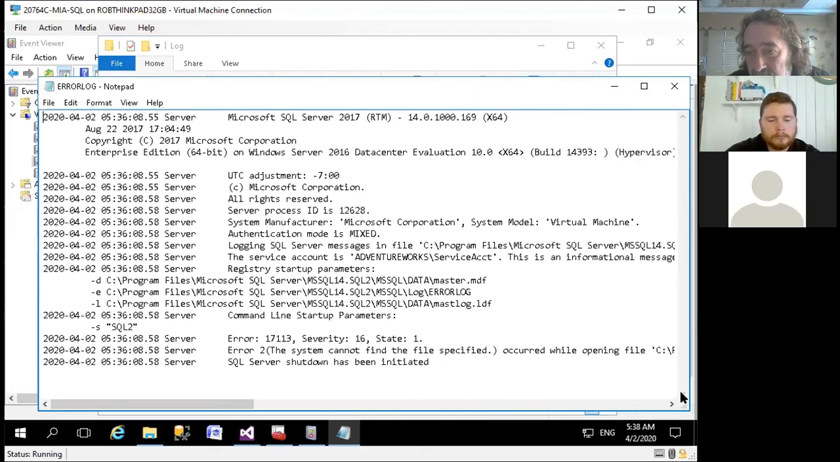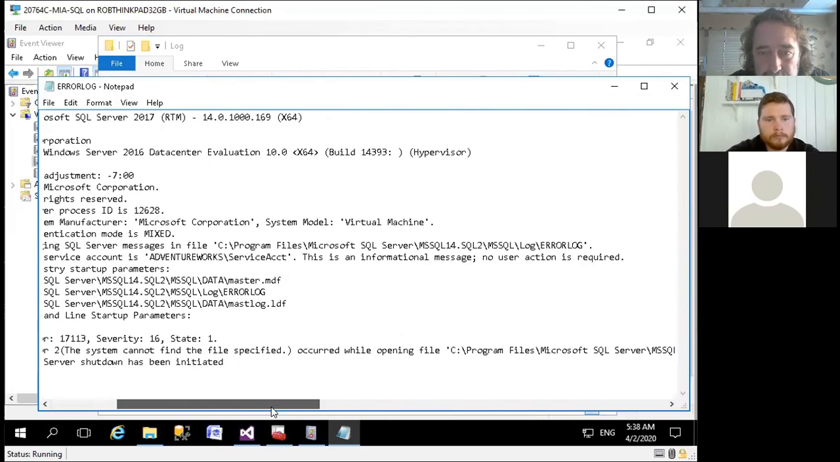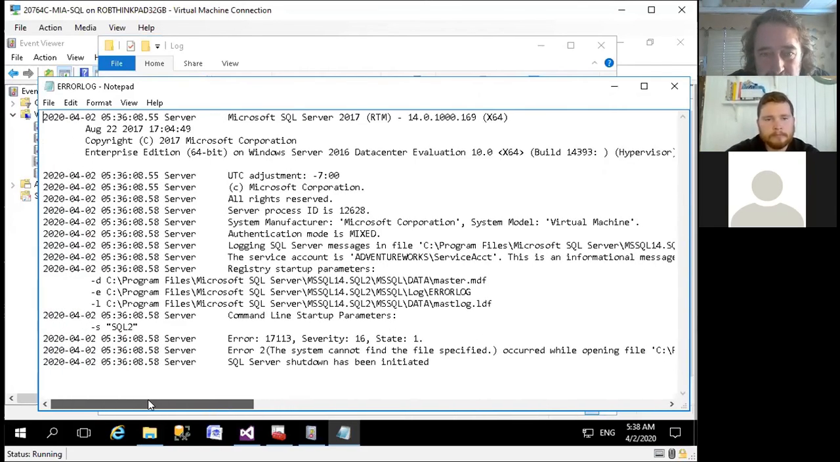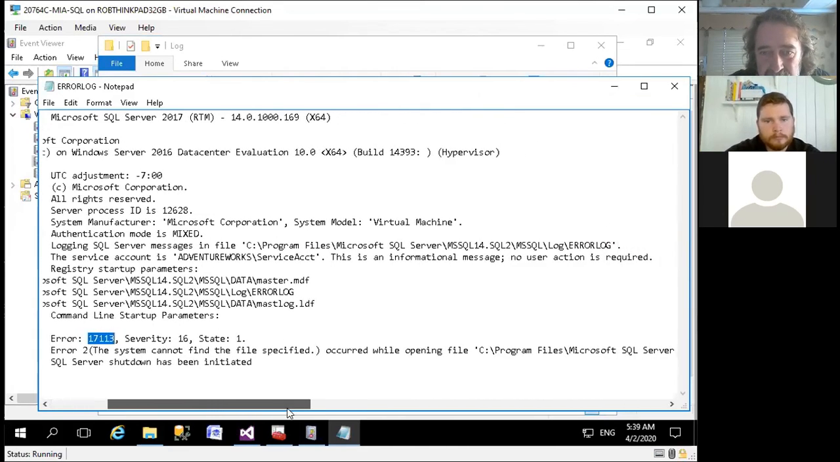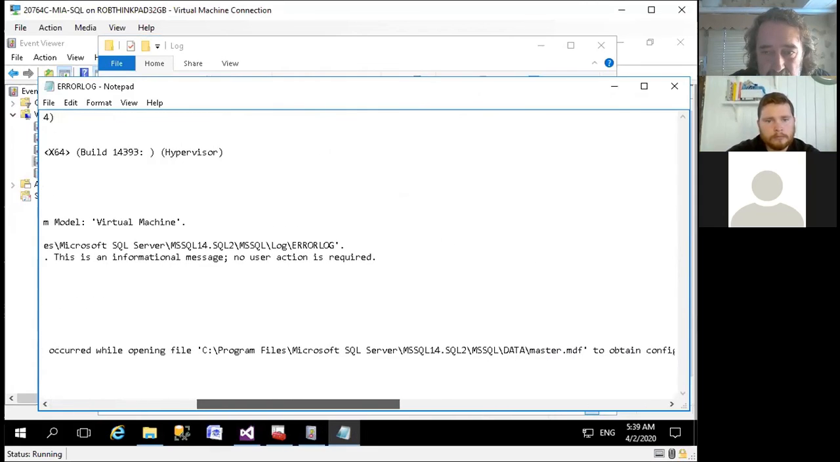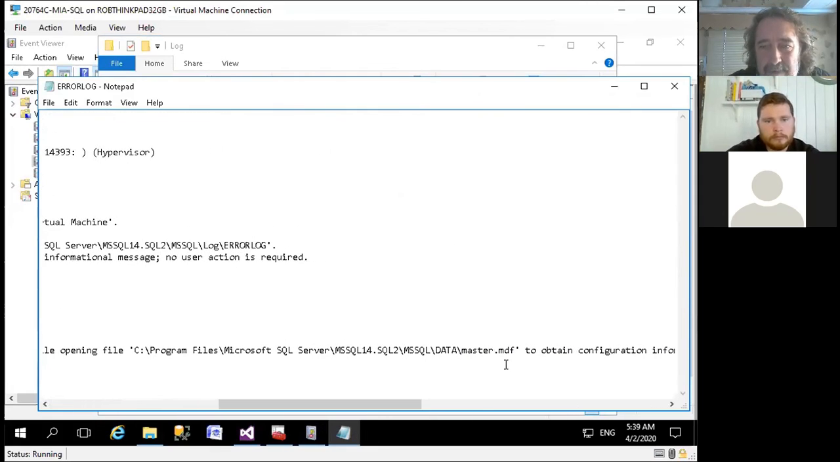And we'll scroll down to the bottom where we are. There's that error 17113 that we saw back in the event viewer. There's more information. Oh, wait, cannot find the file. Let's scroll over. What the heck can't it find? Can't find blah, blah, blah. Can't find the master database file.